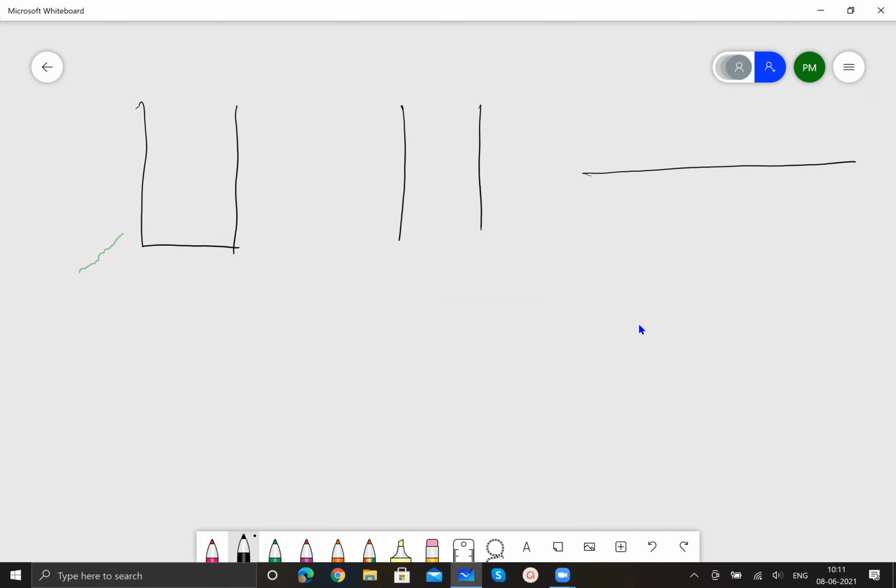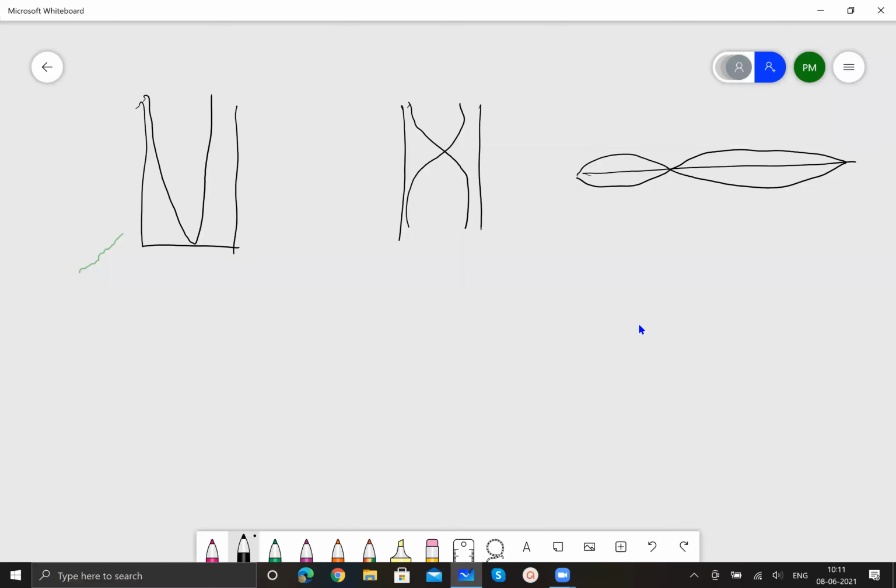Here is a stretched string. And this is how stationary waves are formed in a one end closed pipe. And this is how stationary waves are formed in an open organ pipe. This is how stationary waves are formed in a string.